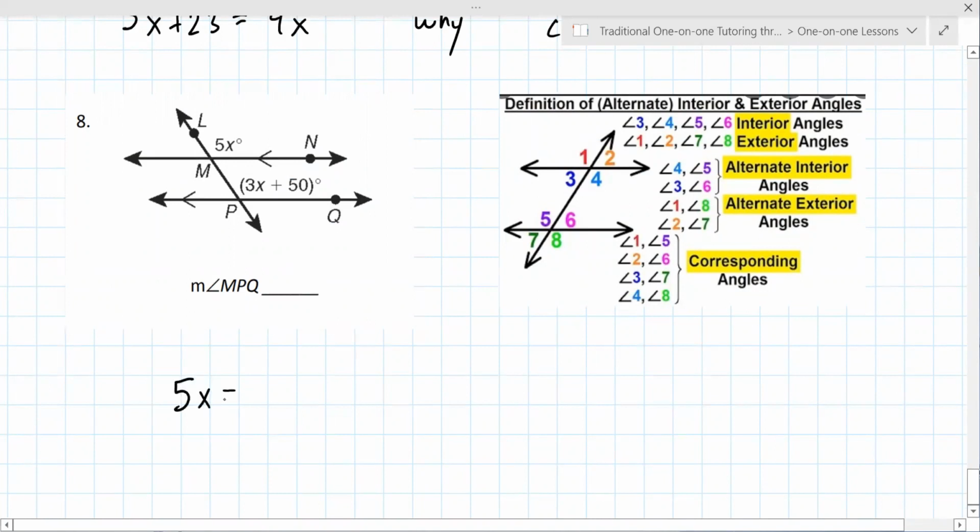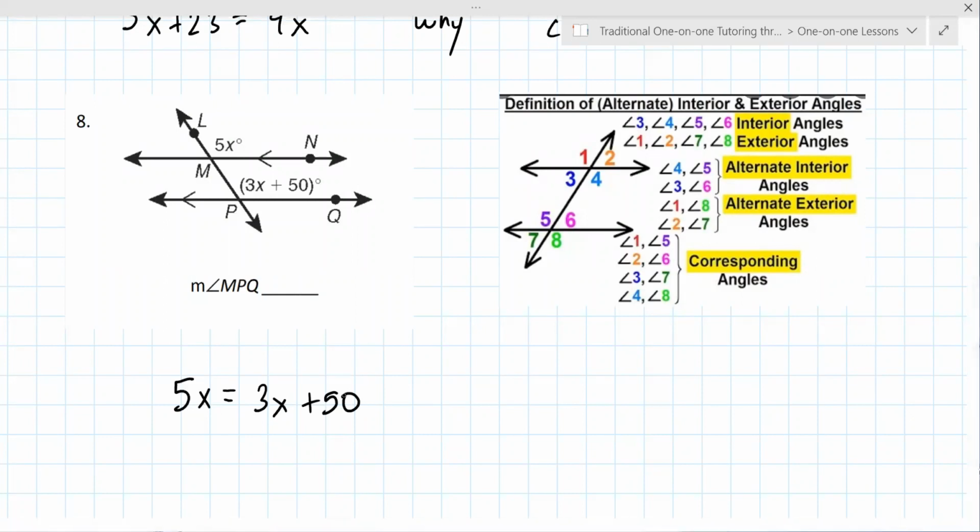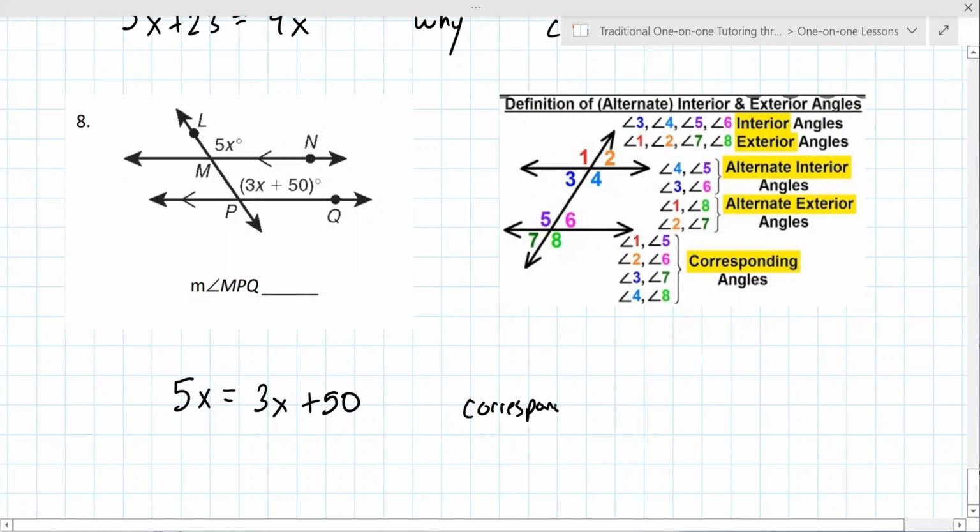All right. I know 3, the angle's going down to the right and this one's going down to the left, but it's effectively the same. So it's a corresponding angle. Yes. So corresponding means that one's on the interior and one's on the exterior.